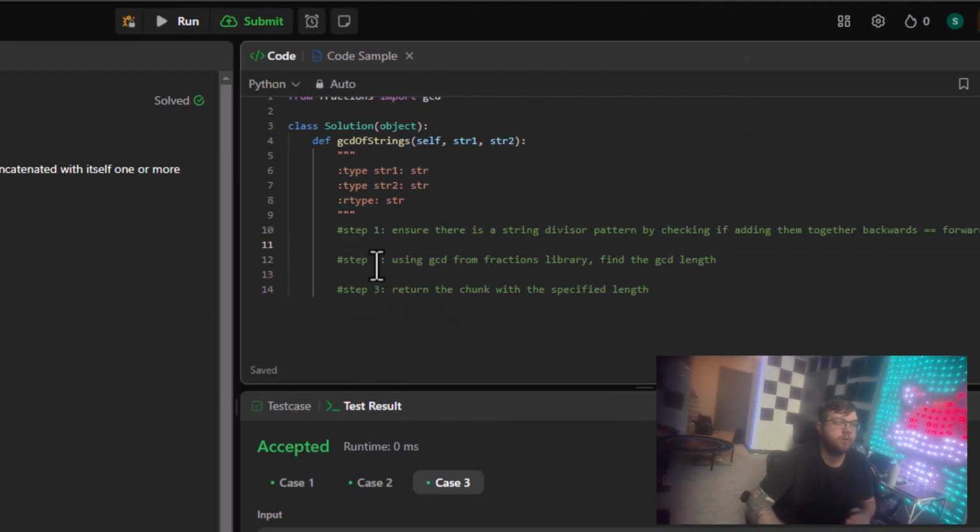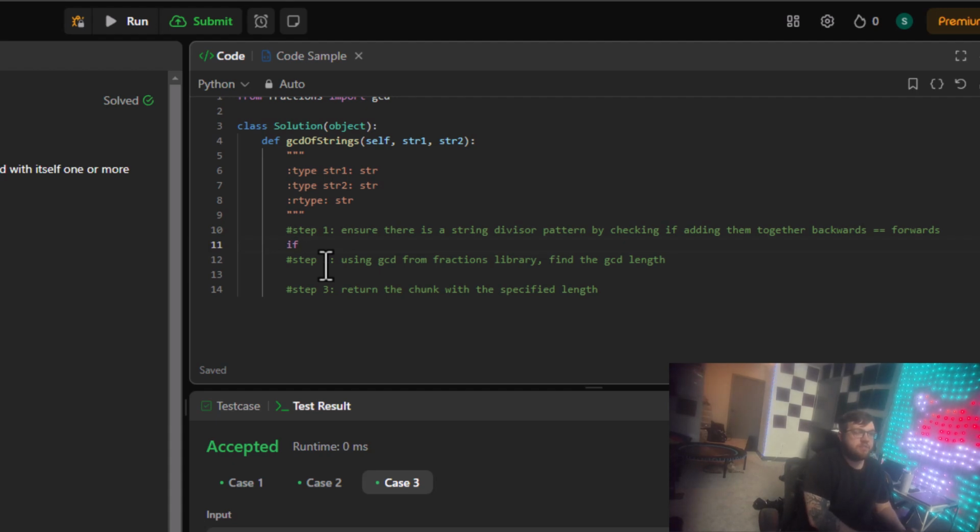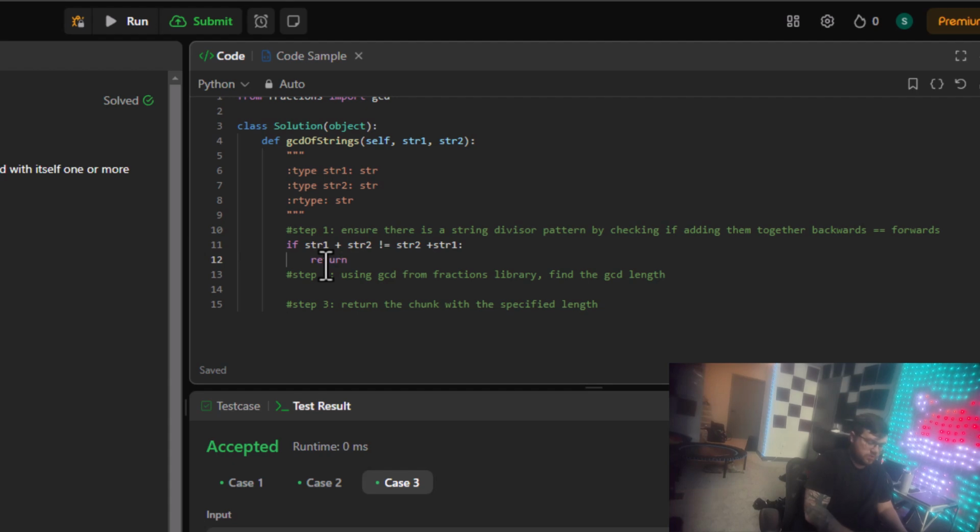So basically what we're going to do is we're going to have an if statement that checks to see if there is a common divisor. We're going to add the strings together, and then we're going to add them reversed. And if they have a common divisor, then they should equal each other. So if string 1 plus string 2 does not equal string 2 plus string 1, return this, because that would mean there is none.